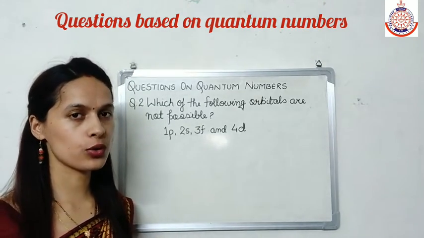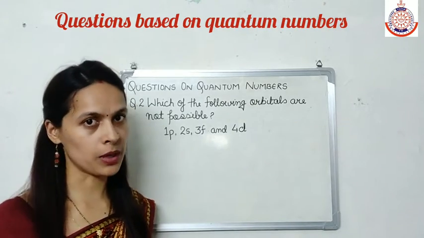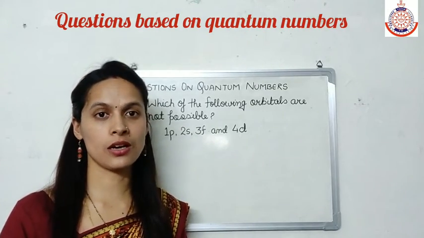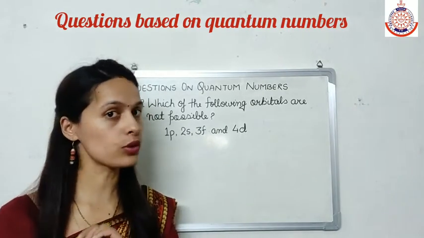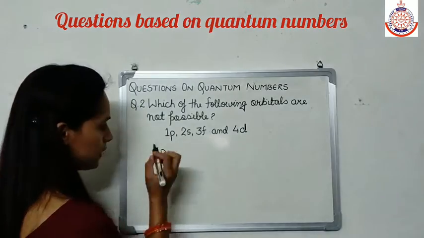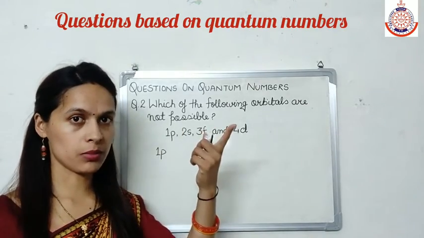Now, how do we get to know? We get to know this by knowing the concept of the quantum numbers. So for this question, the concept of quantum numbers should be clear to you. Now, first is 1p. In this, I'll talk about the principal quantum number first.